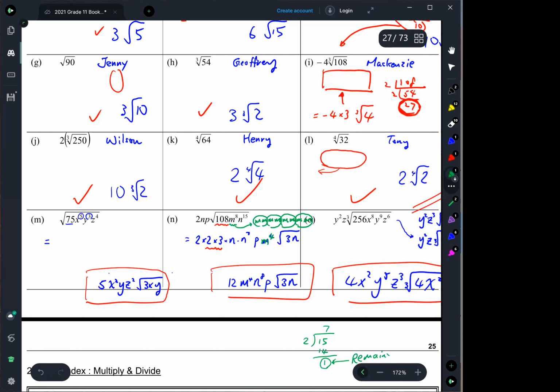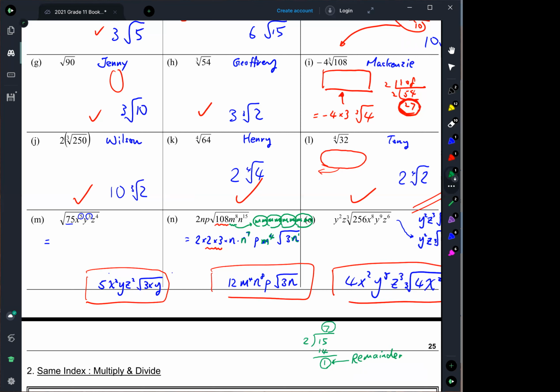So you're left with 1 extra inside. You have 7 pairs of n, so that's why it's n to the 7. And 1 n left over, so it's n to the 1 on the inside. You see that now? Okay, that's much better.